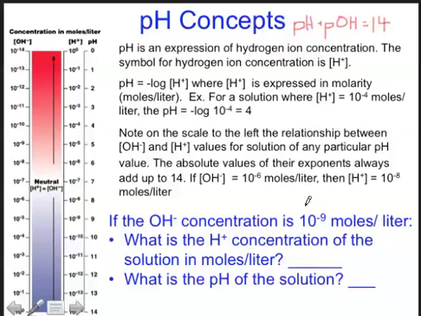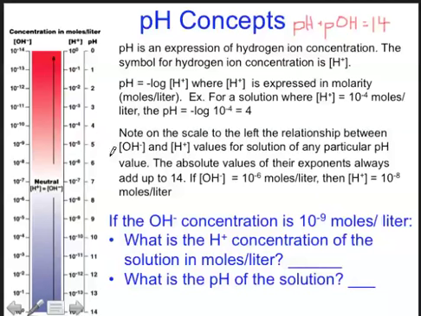So let's take an example. If the hydroxide concentration of a particular solution is 10 to the minus 9th moles per liter, or 10 to the minus 9th molar, what is the proton concentration of that solution in moles per liter? Now, there's a couple of ways you could do this problem. You could just look over here, and you would see that the answer is going to be 10 to the minus fifth molar. The pH as a result would be 5.